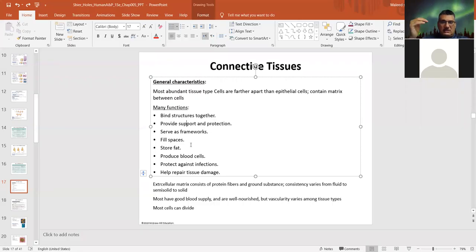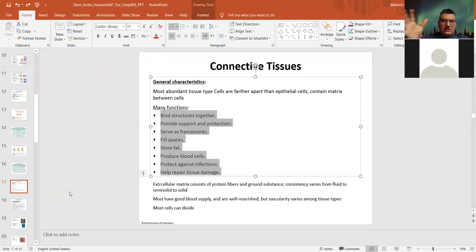Just ask yourself this simple question. Is it epithelial lining or covering? No. Is it a muscle? Is it nervous system? No. Connective tissue. It helps us with repairing the damage. It acts as a framework, like fibrous tissue inside, and so on. But you need to know the different functions of the connective tissue.